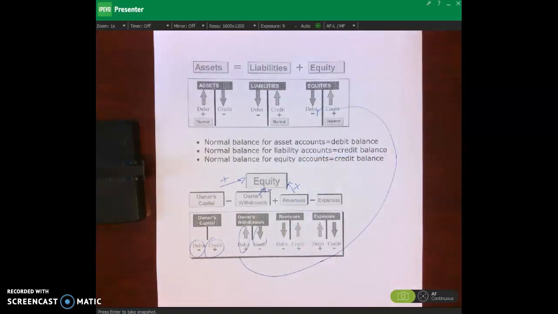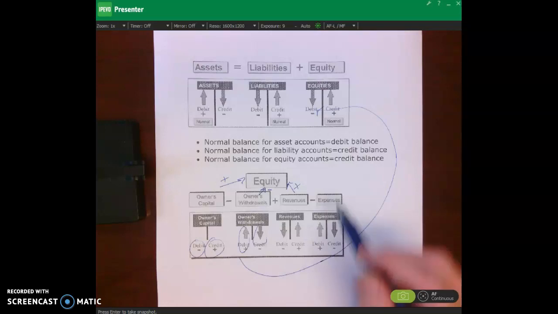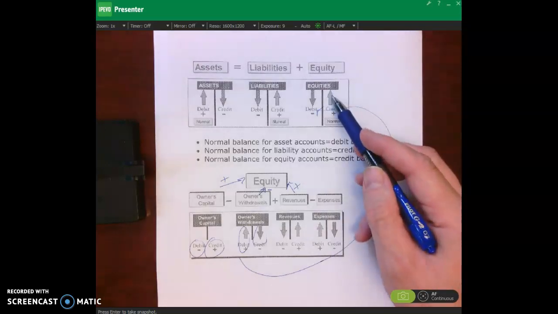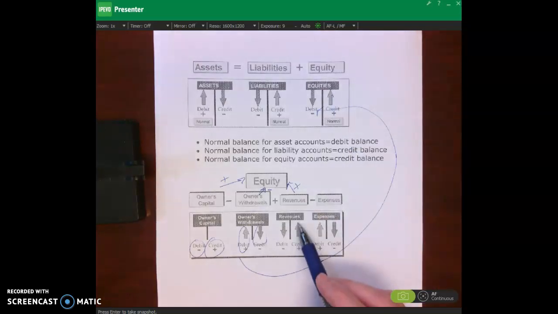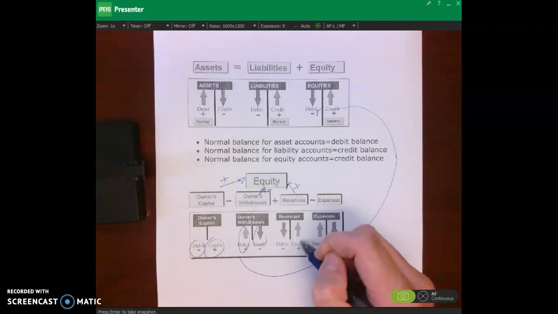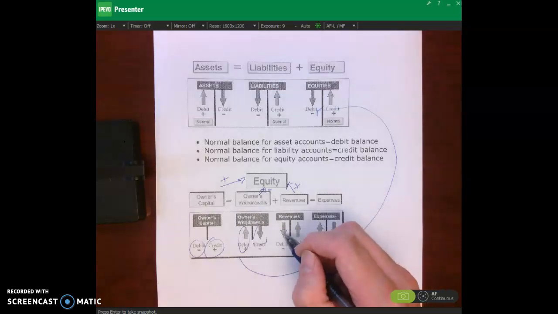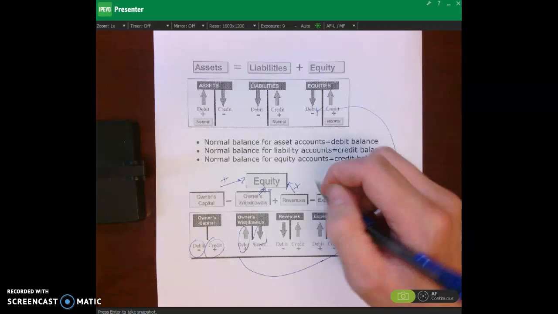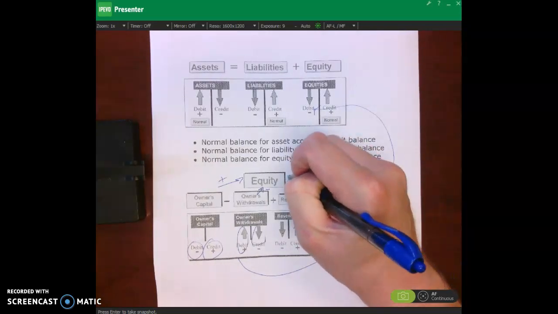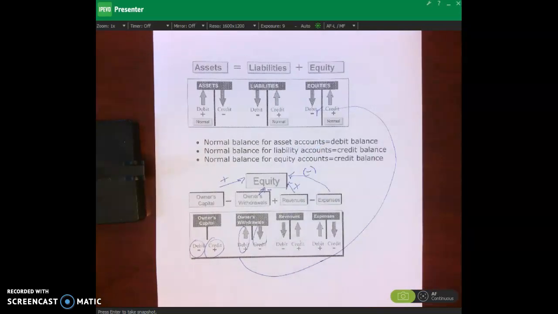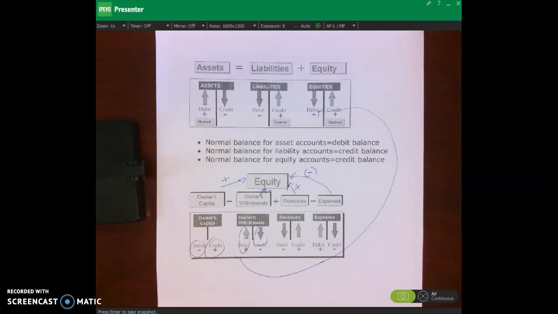Revenues, as revenues go up, equity goes up. How do I recognize an increase in equity? With a credit. That's why I increase revenues with the credit, and I would decrease revenues with the debit. As expenses go up, equity goes down. How do I recognize that equity goes down? With a debit. So how do I recognize expenses going up? I recognize an increase in expenses with the debit and a decrease in expenses with the credit.